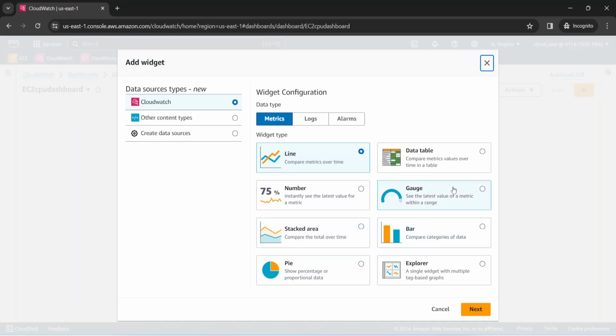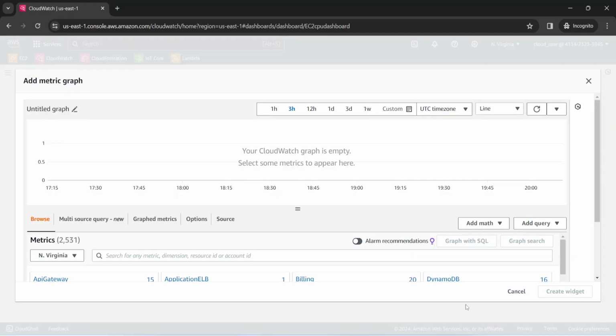Once you hit that, we see this add widget option. We have different metrics that we can add to the dashboard accordingly. Firstly, we have the line, the number, the stacked area, the pie, the explorer, and the bar. We'll first select the line and the data source type will be CloudWatch. I'll hit next.